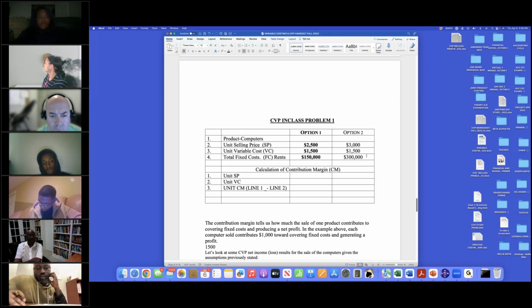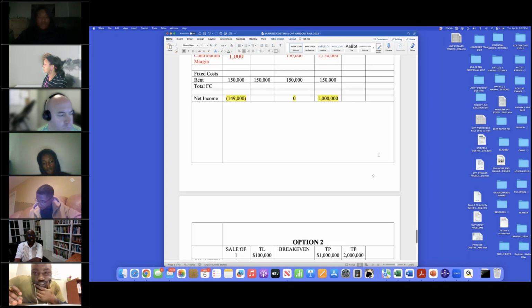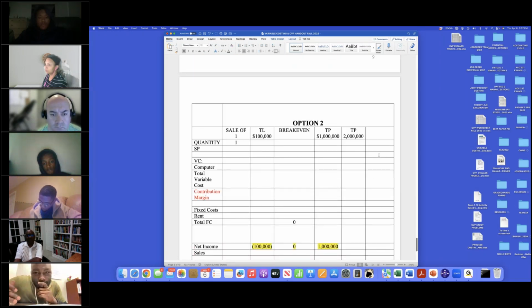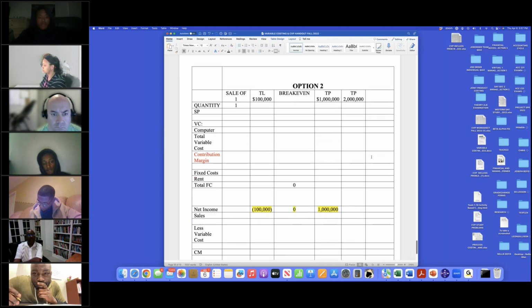What I want you to do is fill out this chart. This chart consists of what happens if you sell one item, a target loss of 100,000, break even, and a target profit of $1 million. You have to put a quantity in here each time and then go through and prove that you get where you need to be.